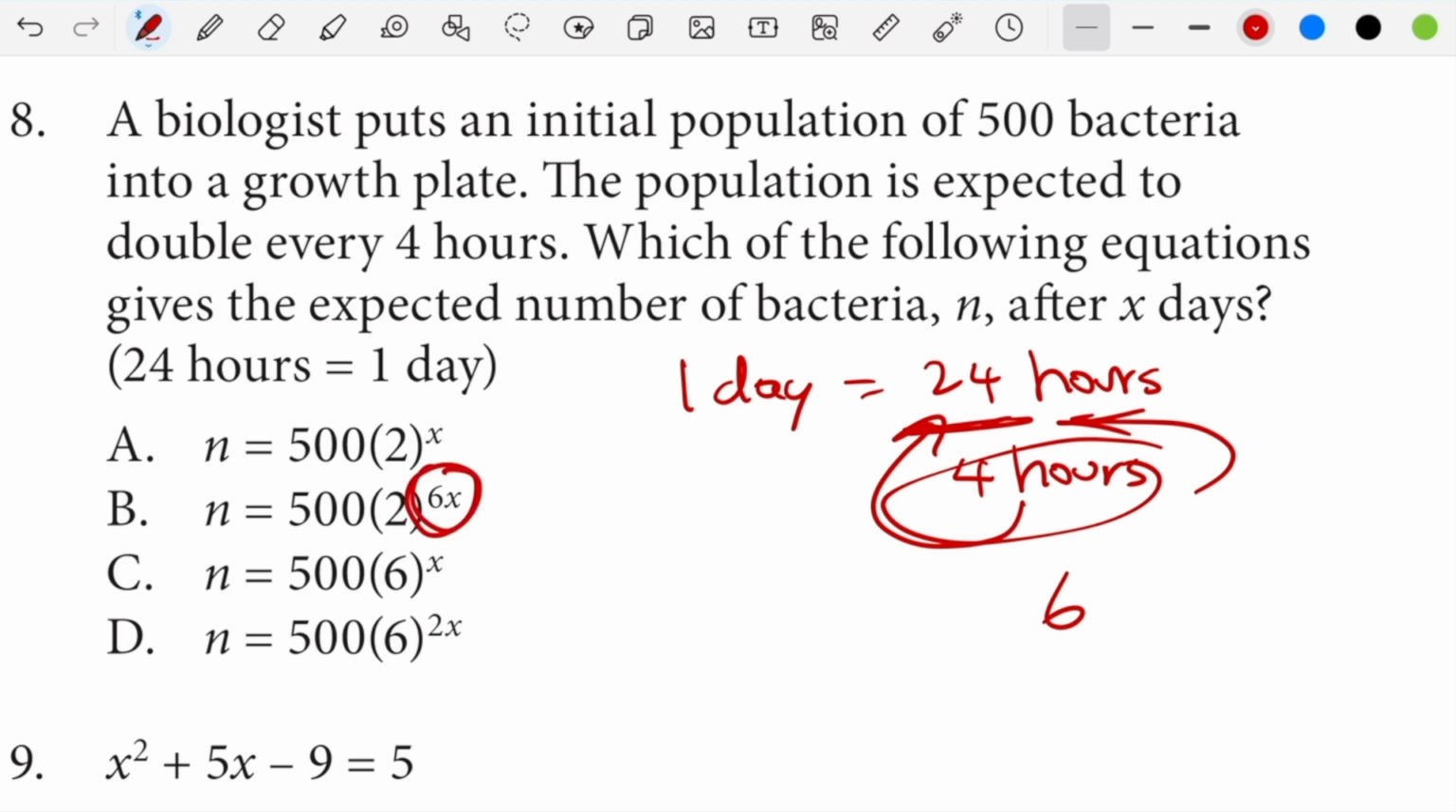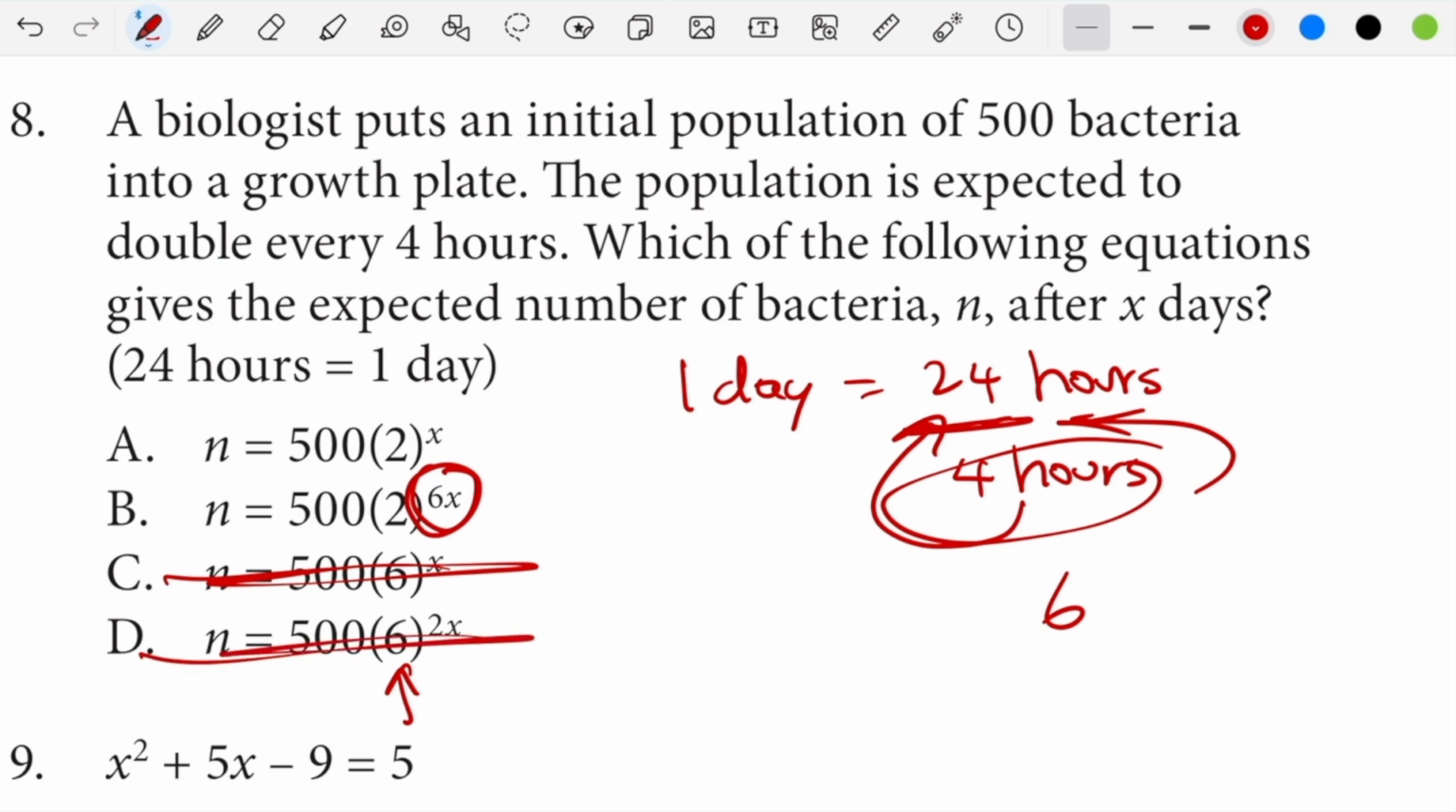Oh, by the way, the population is expected to double every 4 hours, right? Double. That's your growth factor. Your growth factor is the number inside the parentheses. Okay, so my growth factor is 2. So this is not a possible answer because my growth factor is 6.